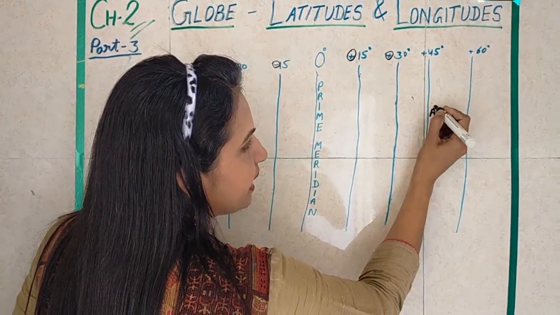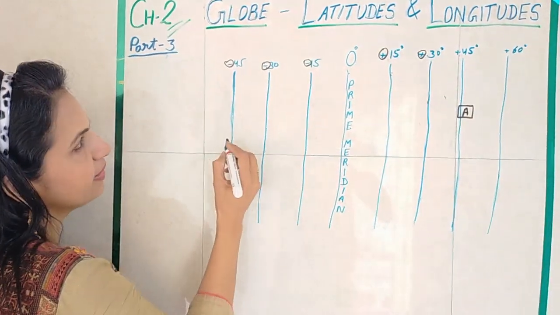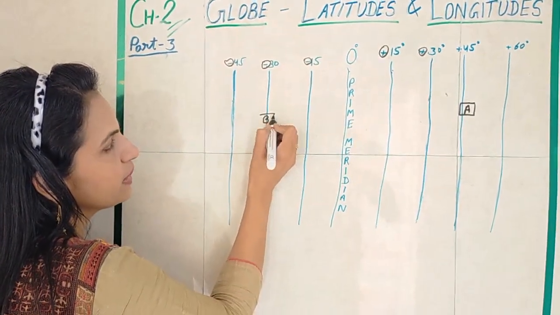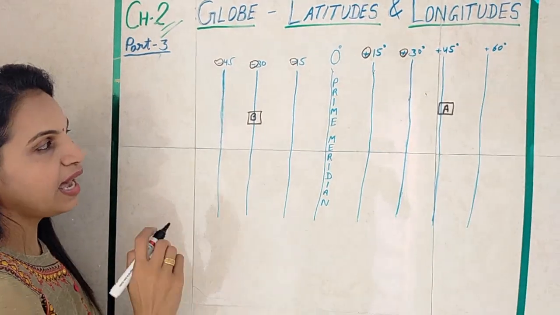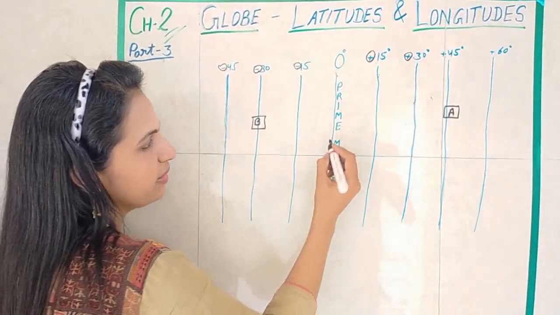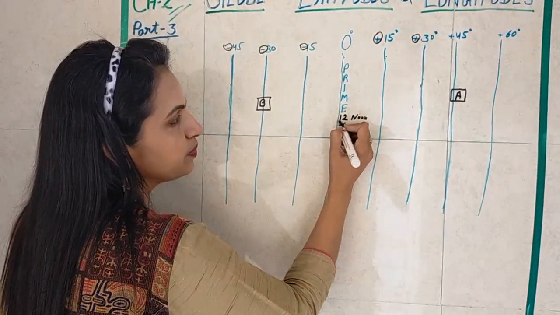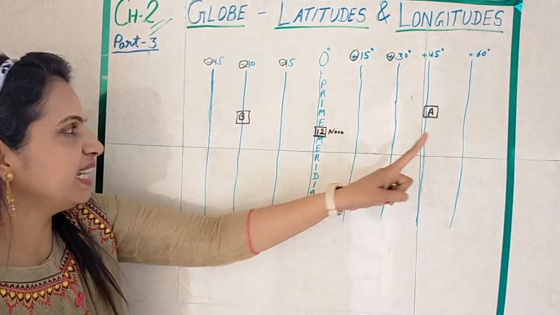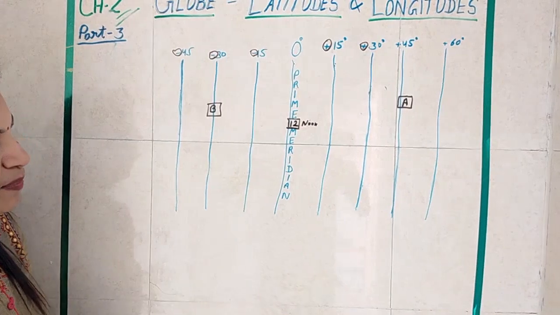We will find out the time of a place. Suppose place A is located at 45 degrees and place B is located here at 30 degrees. And I am giving you the time of the 0 meridian. Suppose that is 12 noon. Now let's find out the time of place A as well as place B. So first we will take place A.